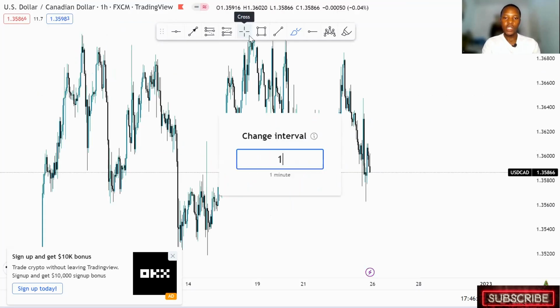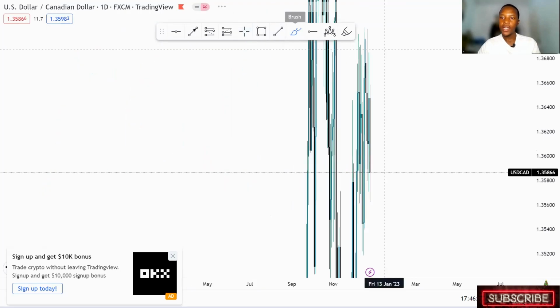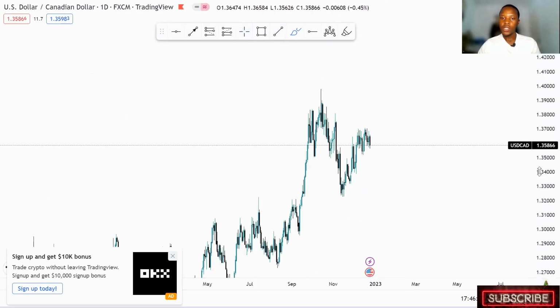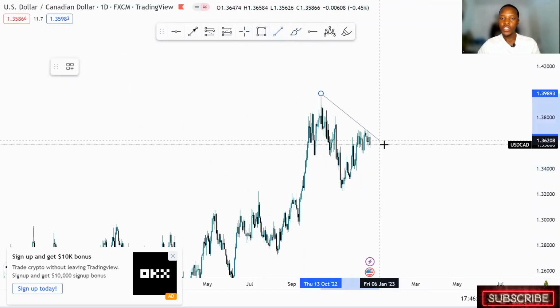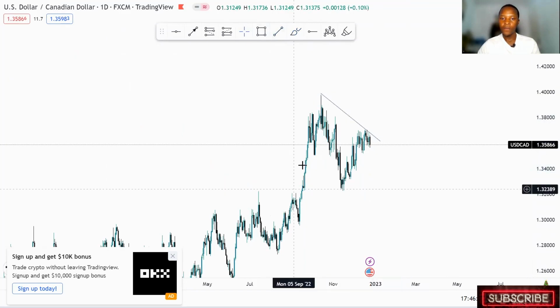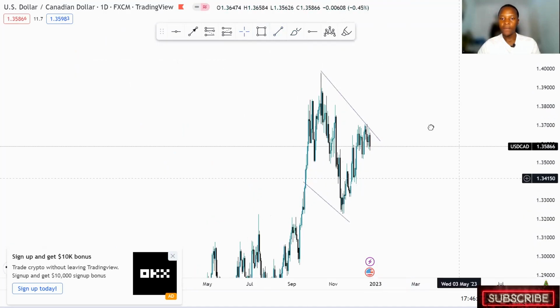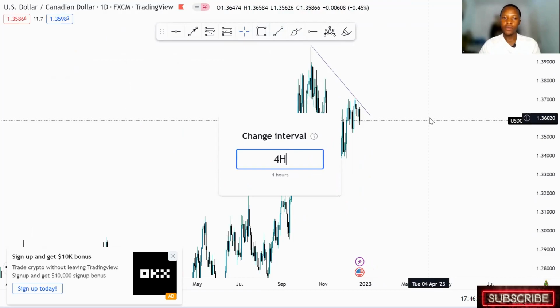So going into USDCAD, guys, we're going to start on the daily. On USDCAD, we have this correction that you see over here, and then you also have this 2-touch trend line that you see over there. So let's go to the 4 hours.